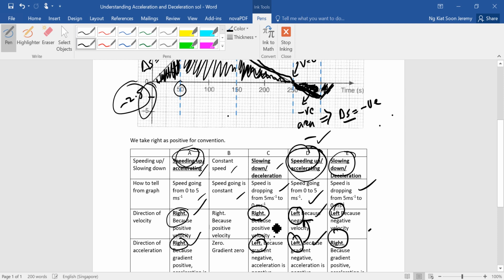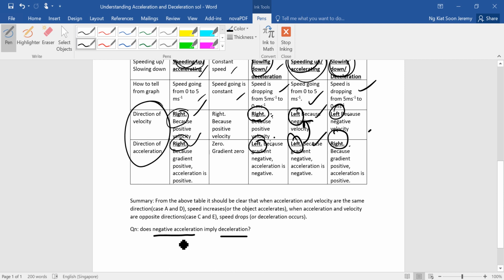Conversely, if my acceleration is opposite in direction to my velocity, I'm trying to reduce my velocity's magnitude, right? So whenever acceleration is opposite in direction to velocity, like in this case C and E, right? Then my body must be slowing down, right? So that's how we look at acceleration and velocity to determine whether I speed up or slow down. Whenever they are in the same direction, speed increases. Whenever they are in opposite direction, speed drops, right?